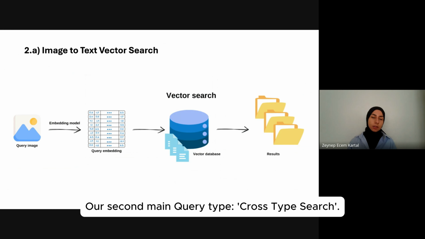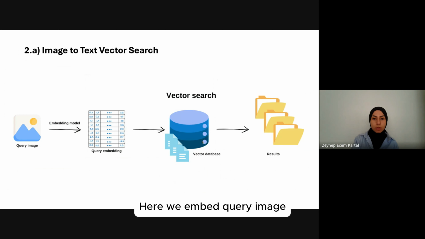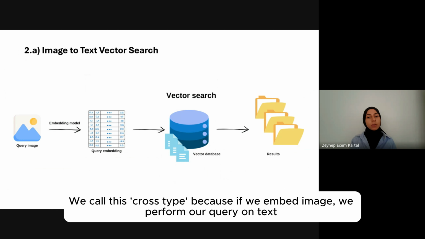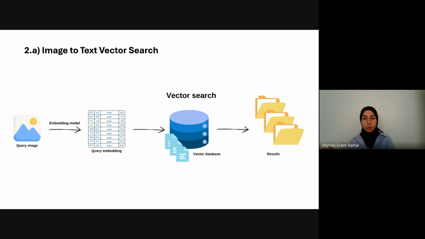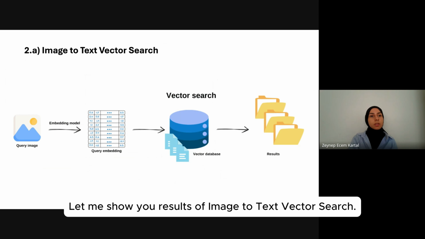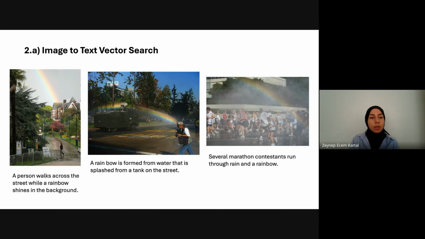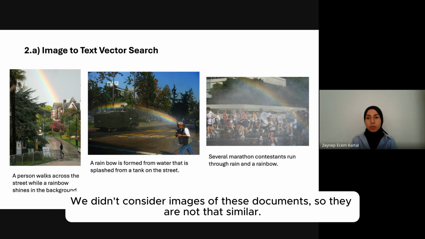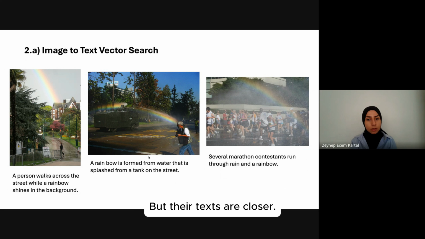And our second main query type, cross-type search. Here we embed query image and we perform a vector search on text embeddings, or vice versa. We call this cross-type because if we embed image, we perform our query on text, or if we embed text, we perform our query on images. So let me show you results of image-to-text vector search. As you can see, these text descriptions are closer to our query's image. We didn't consider images of these documents, so they're not that similar, but their texts are closer.